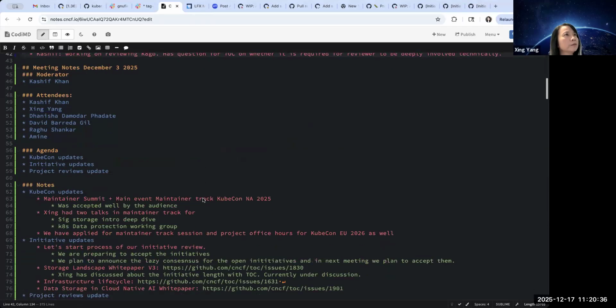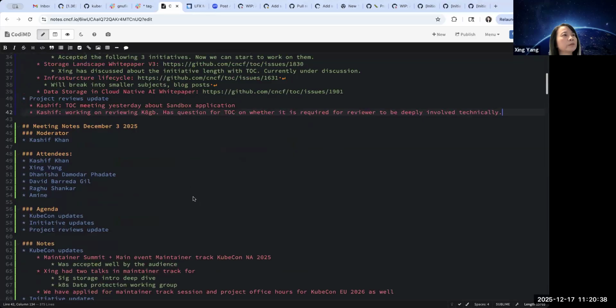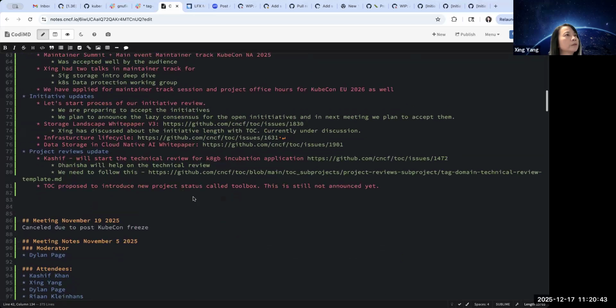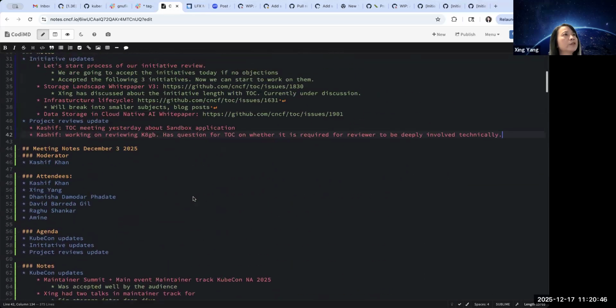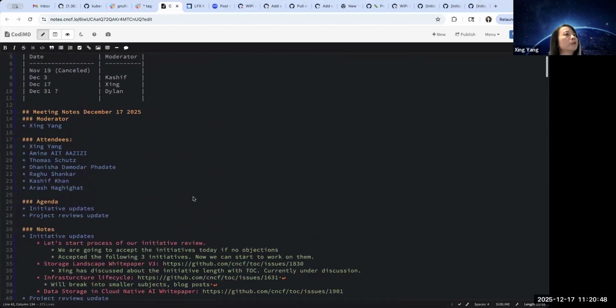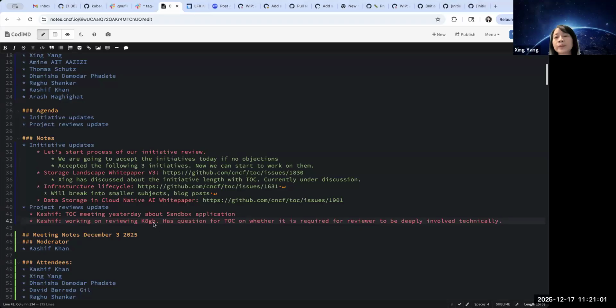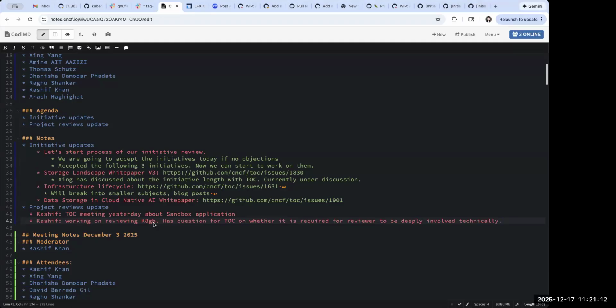So this is not a project you are already using, right? I mean the project that you are reviewing. That is already a sandbox project, and the application that I'm reviewing is for incubation. Have you already been using it, or is it a new project for you? No, it's a new project for me.